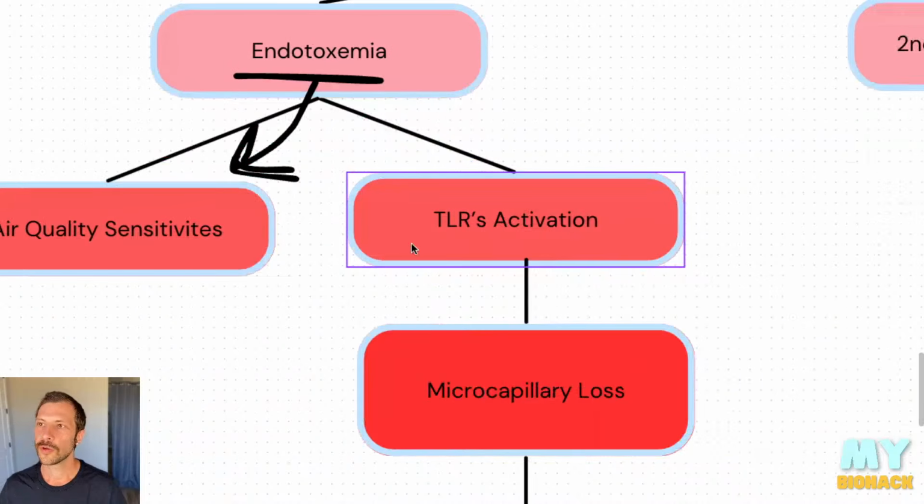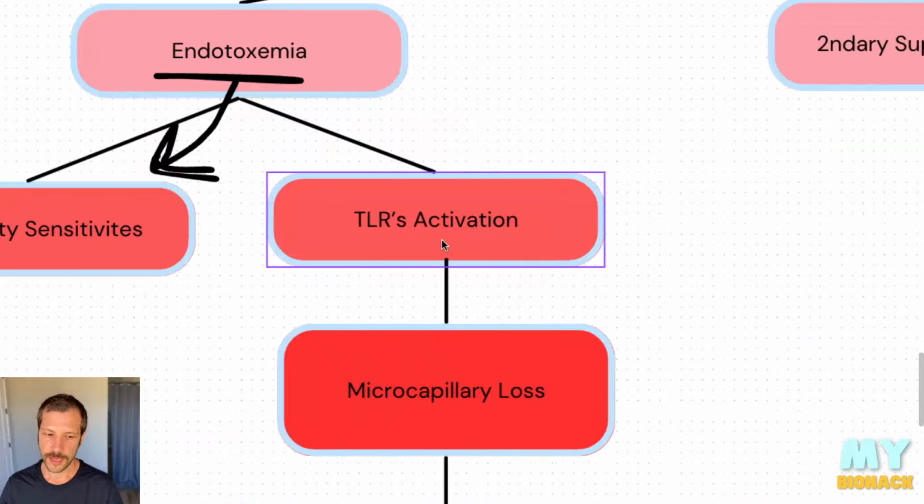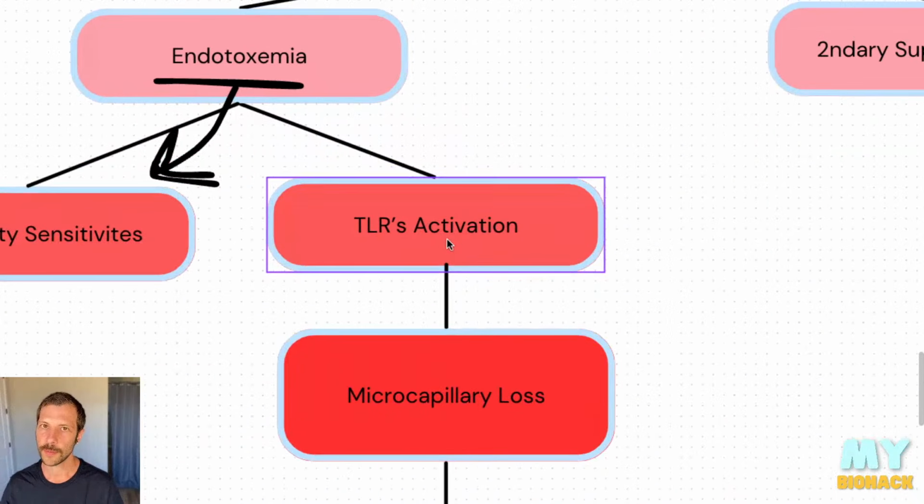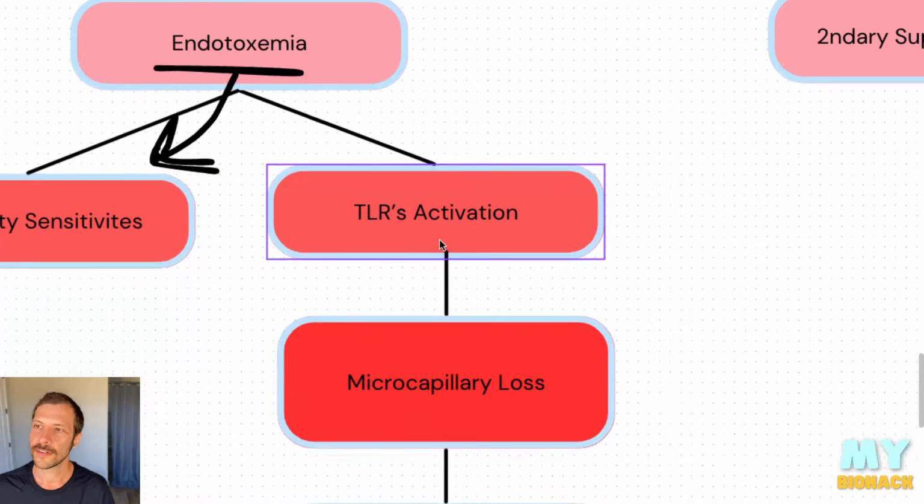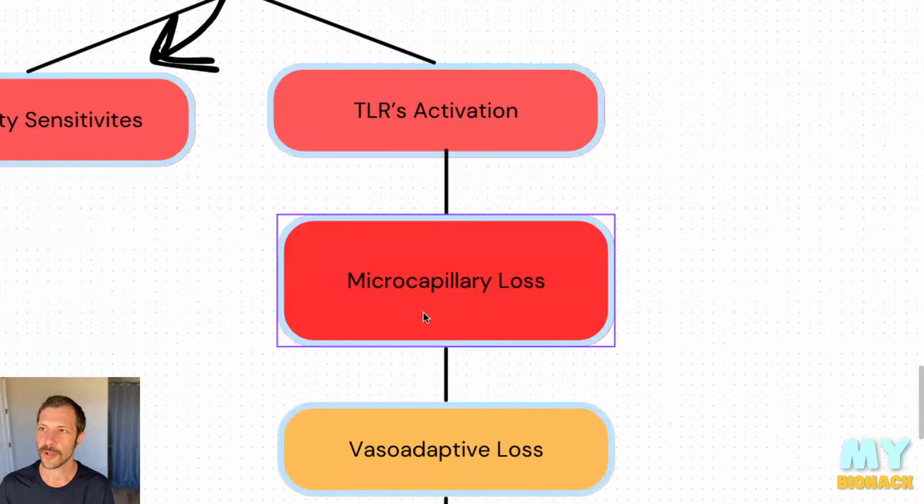Endotoxemia leads to toll-like receptor activation. Toll-like receptors are part of the innate immune system. They're able to identify pathogens or damage of the body. So you got PAMPs and DAMPs. Those are the funny terms. Right? That also causes microcapillary loss.